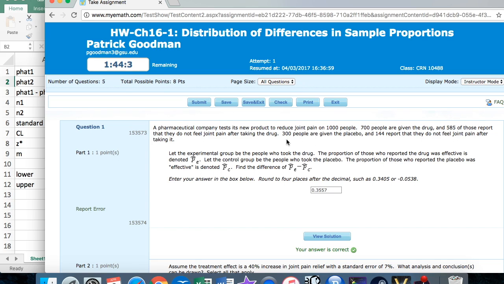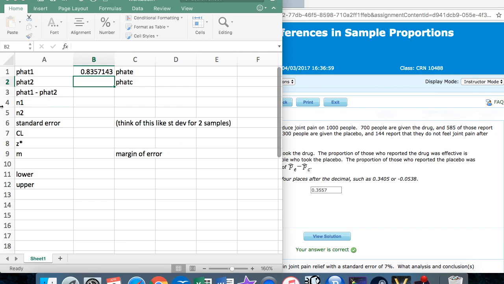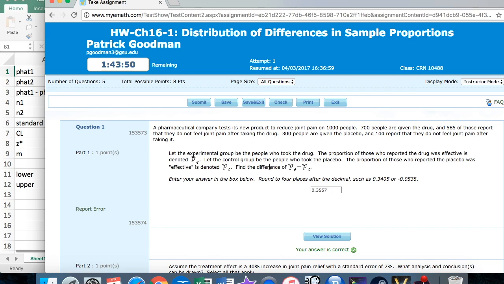Anyway, so now we're looking at the other p-hat, right? So our p-hat 2. So 300 people were given the placebo, and 144 report they do not feel joint pain. So it'll be my 144 divided by 300. So these are my two p-hats, right? So now they want to know what's the difference of my two different p-hats.